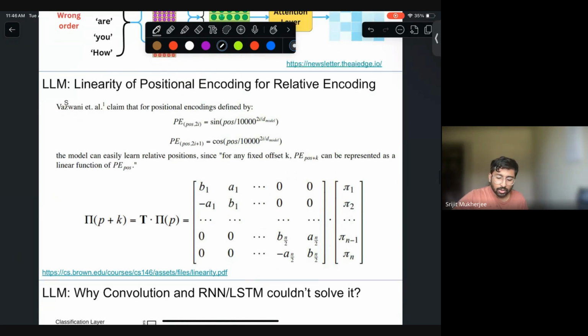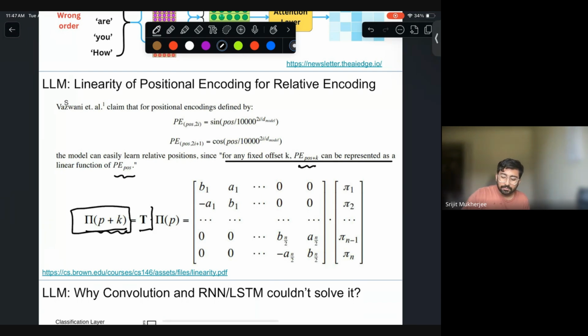Thank you, Angana too. Okay, so now the final aspect is the linearity of positional encoding. This is written in just a small line in the Attention Is All You Need paper: for any fixed offset k, the positional encoding of position plus k is represented as a linear function of the position. That means the positional encoding vector at position p plus k is nothing but a linear matrix times the old positional encoding.